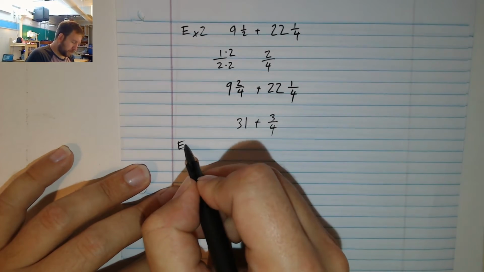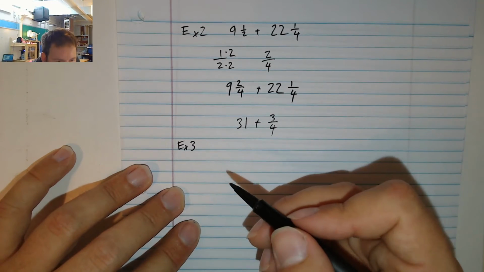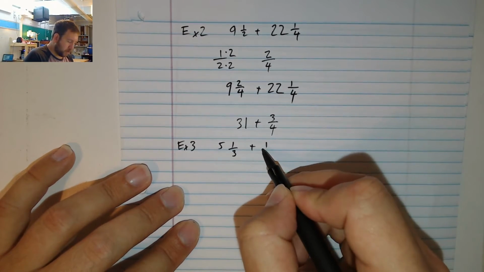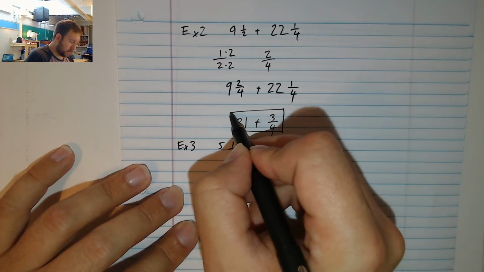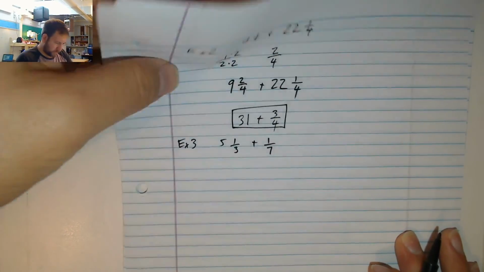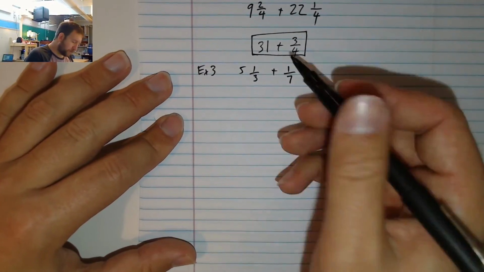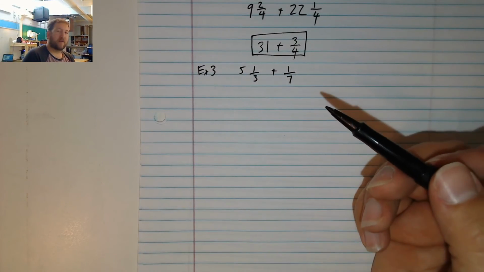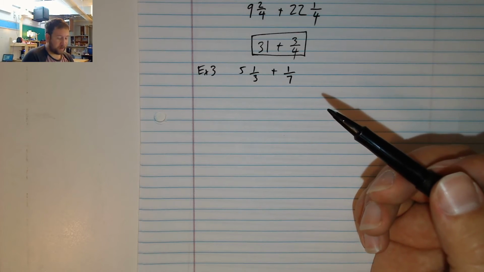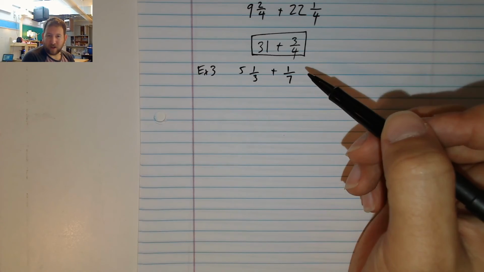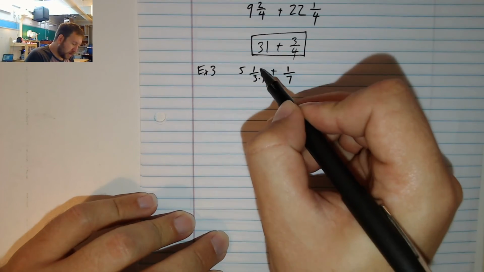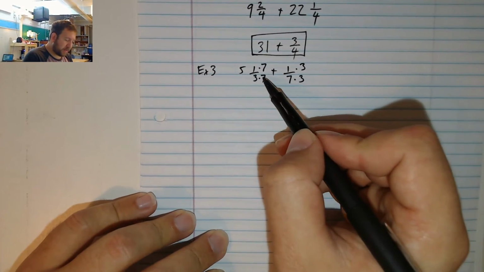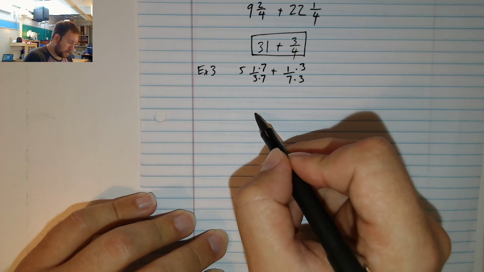Example 3. I'm going to add 5 1/3 plus 1/7. Ooh, I forgot to draw a box around my answer. Darn, I do forget that sometimes. All right, so my 3 and my 7, I'm going to have to find a common denominator. Now, as a mathematician, I can always cheat if they're kind of lowish. I can just multiply them by each other, and it'll work. So I'm going to take 3 times 7, and multiply both sides by the other denominator.